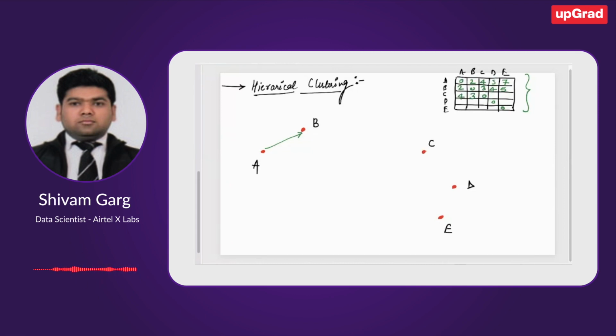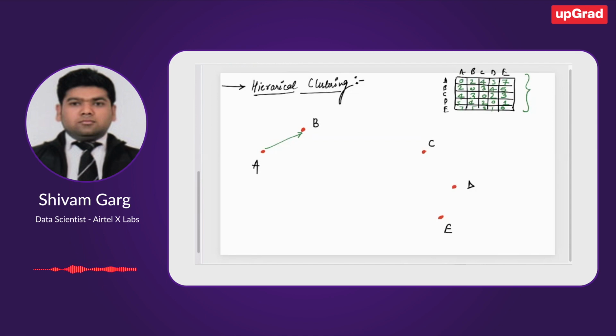Now C to D distance, let's say 2 units. C to E, let's say 3 units. Okay, D to A, let's say 5. D to E, let's say 1 unit. Now we can say 7, 5, 3, 1. Correct? We can make this distance matrix. We can make this distance matrix of all the data points with all the data points.